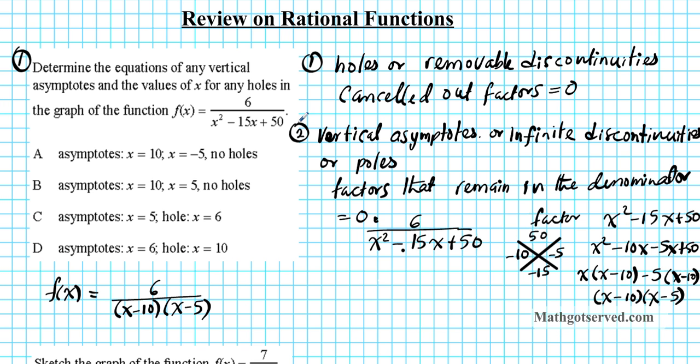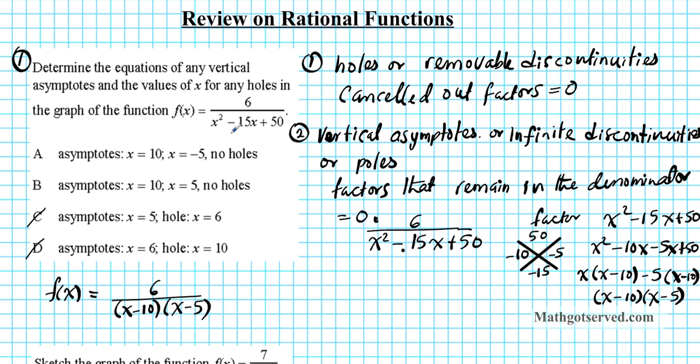Okay, now let's inspect this to see if we have any holes. Can we cancel out any factors in the numerator and denominator? Is anything common? The answer is no. So we can see that there are no holes in this problem, or no removable discontinuity. All right, so let's look at the options to see what can be eliminated. We can eliminate C and D because they indicate that there are holes in the problem. Now let's look at A and B. Which one is correct here?